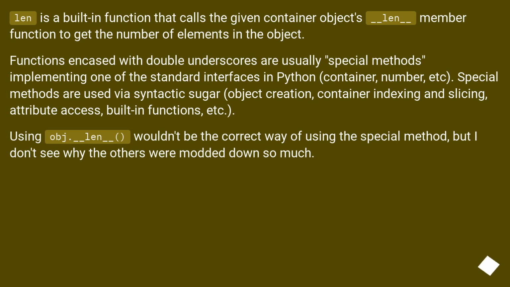Len is a built-in function that calls the given container object's __len__ member function to get the number of elements in the object. Functions encased with double underscores are usually special methods implementing one of the standard interfaces in Python: container, number, etc. Special methods are used via syntactic sugar: object creation, container indexing and slicing, attribute access, built-in functions, etc. Using obj.__len__ wouldn't be the correct way of using the special method, but I don't see why the others were modded down so much.